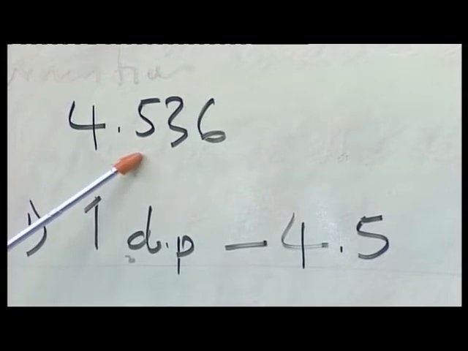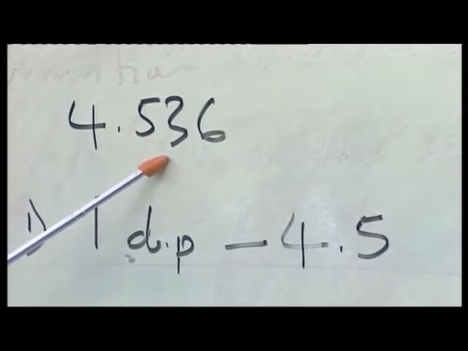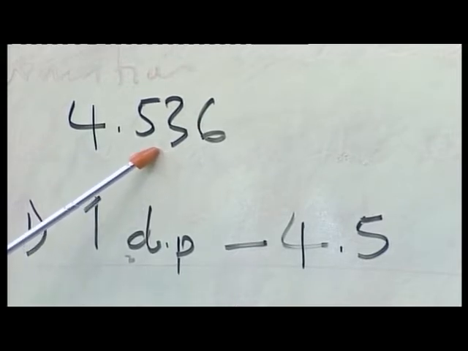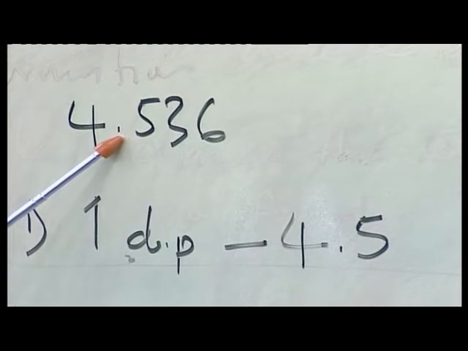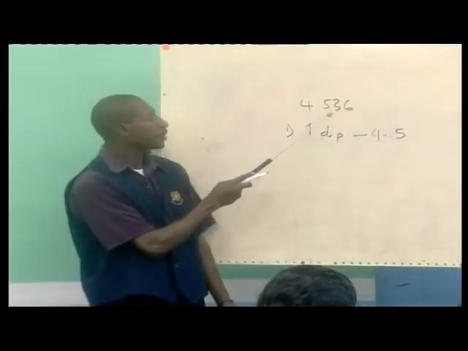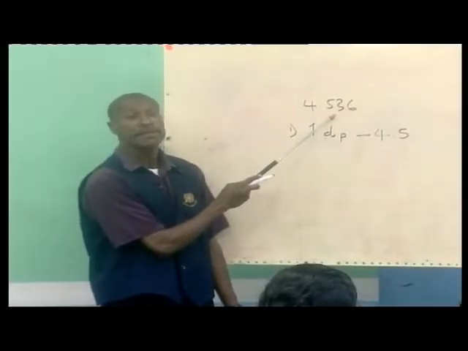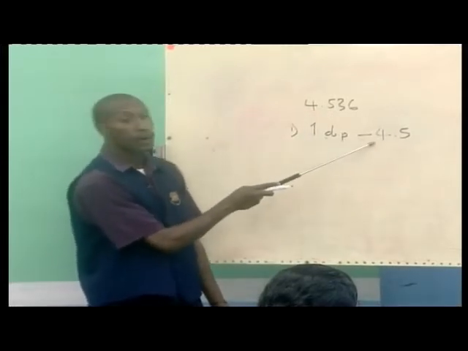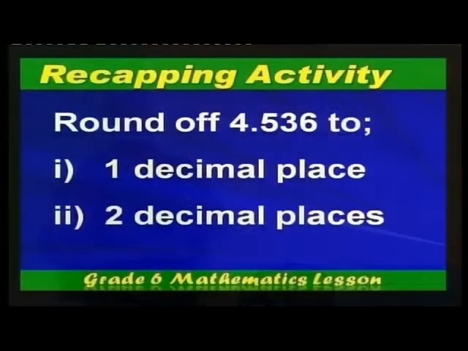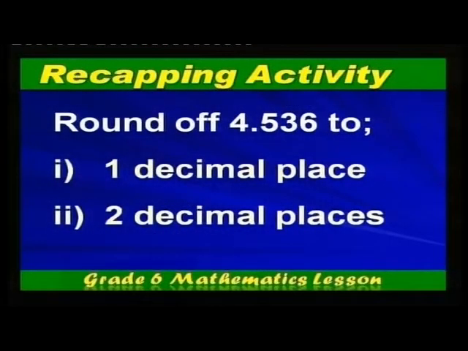So look at 5. To round off 5, we need to look at the second number. Is 3 greater than 5? No. So are we going to round 5 upwards, or leave it as it is? Okay, we leave 5 as it is, because 3 is not greater than 5. So this number to one decimal place is 4.5.